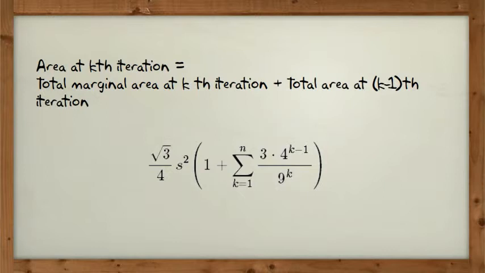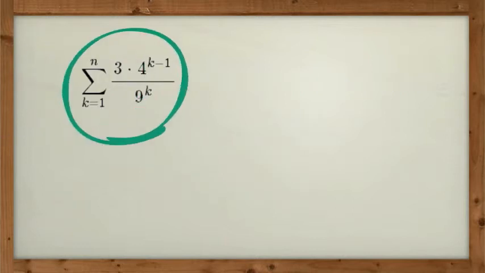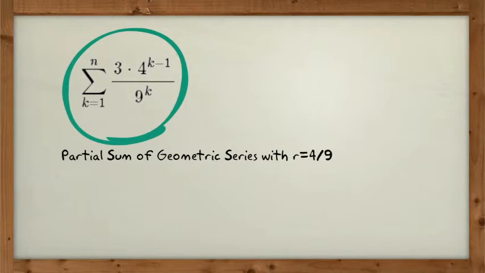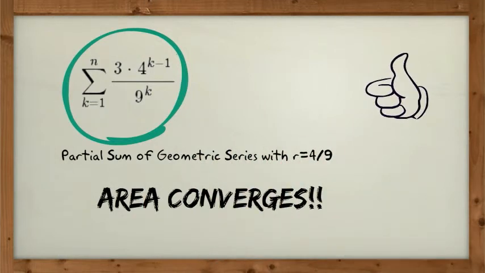Root 3 over 4 times s squared times parentheses 1 plus sigma notation from k equals 1 to n, 3 times 4 to the k minus 1th power over 9 to the kth power. In this equation, the sigma notation represents the fact that we added the area of every possible additional triangle until k minus 1th iteration. The green circle represents the partial sum of a geometric series with ratio r equals 4 over 9. Since the geometric ratio is less than 1, the sum converges as n goes to infinity.